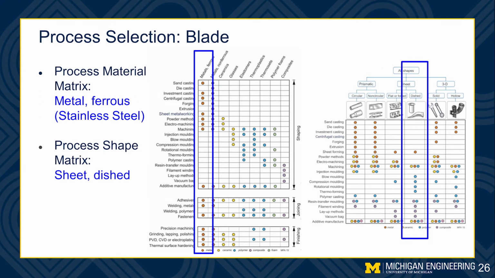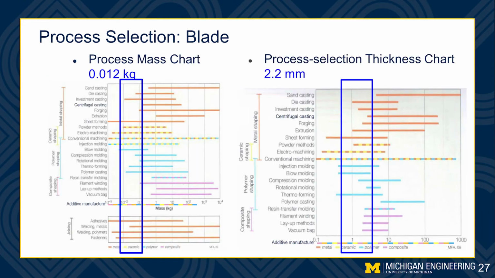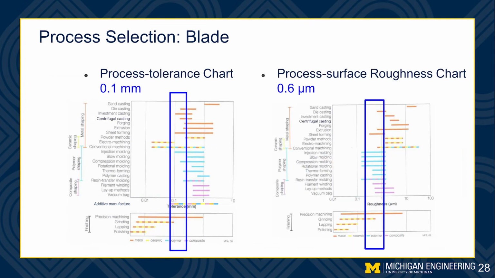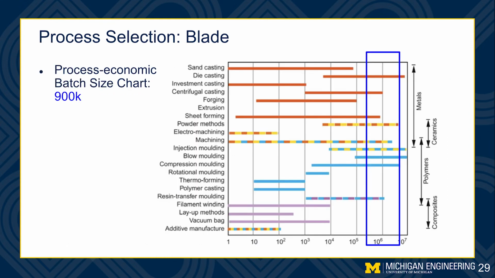Material is the stainless steel, and shape is sheet. And we also have our mass, which is 0.012 kilogram, and our thickness, which is 2.2 millimeter. The tolerance, as stated, is 0.1 millimeter, and we decided our roughness to be 0.6 micrometer. And here's our batch size, which is 900K.